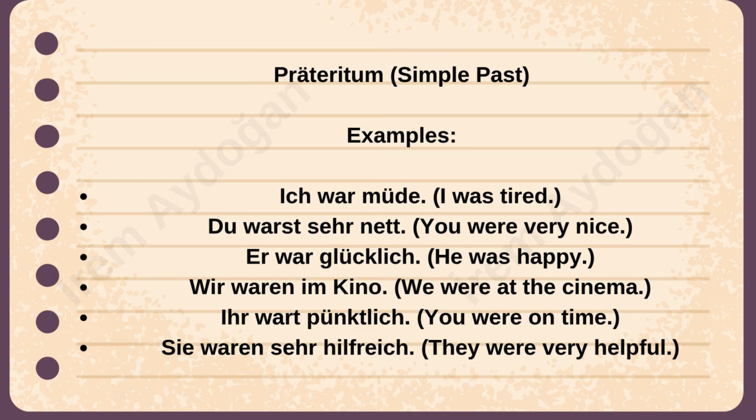I can do it the same way as in the grammar lessons. How can I do it? I can change the auxiliary verb, or here the verb's place, with the subject, so I can have the yes-no question part. War er glücklich, waren wir im Kino, wart ihr pünktlich, waren sie sehr hilfreich.